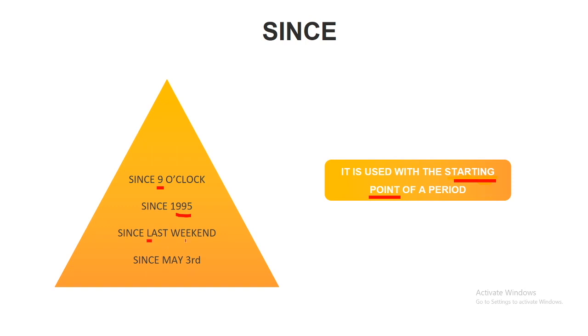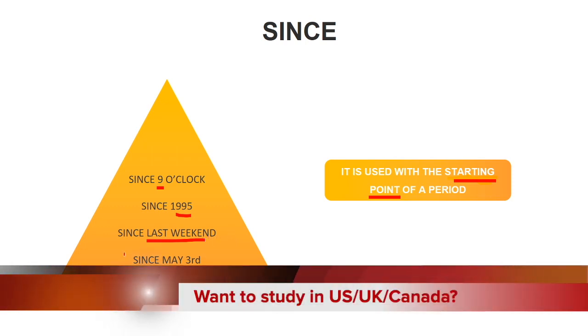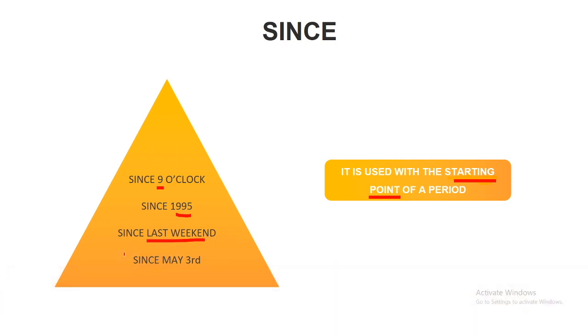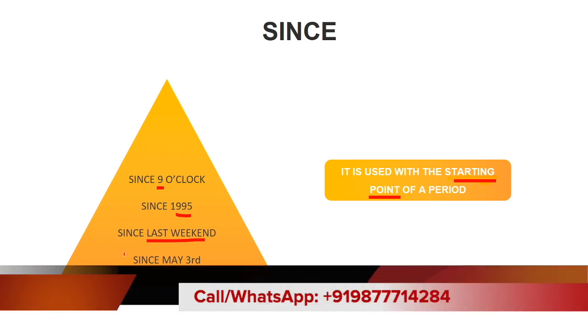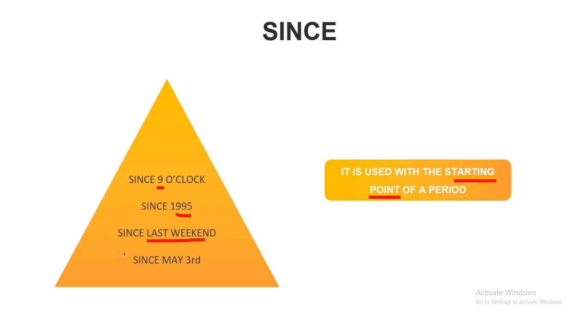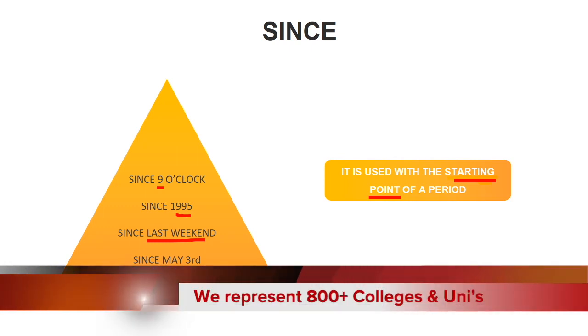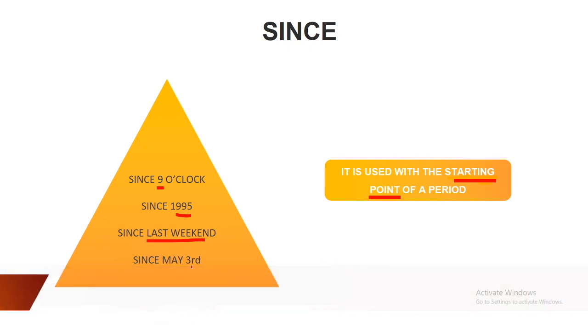Since last weekend, so yet again you're telling a starting point. कब से? Last weekend से. Since last weekend I have not been keeping well. Okay, so basically you're trying to say that you have been ill from the last weekend. Since May 3rd, yet again it's telling you the date or the point. So you can say, since May 3rd, we have been starving without food. So you can write anything that comes to your mind.